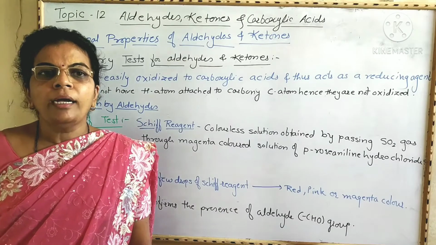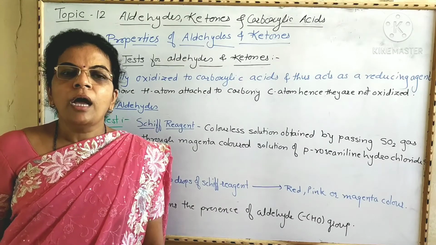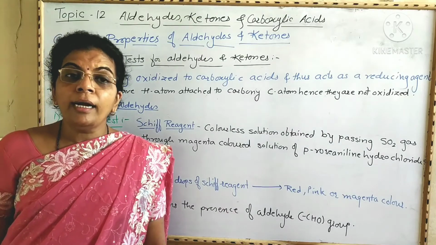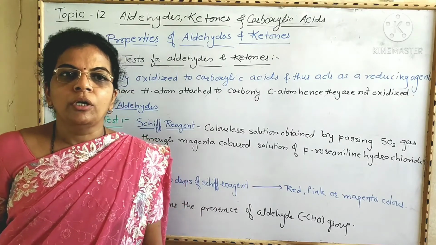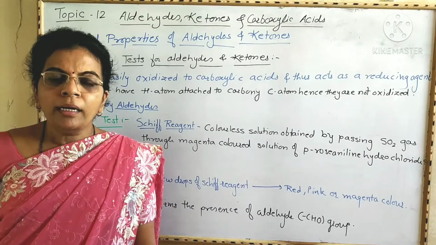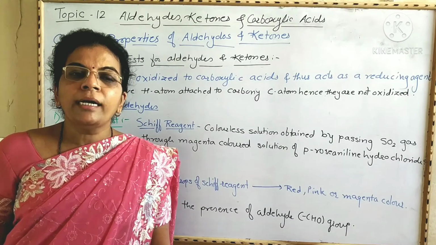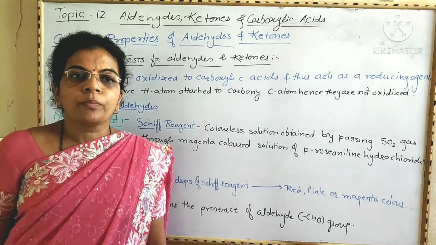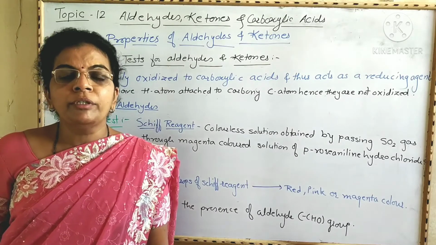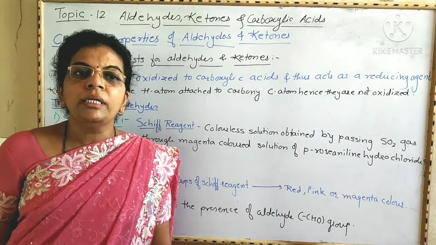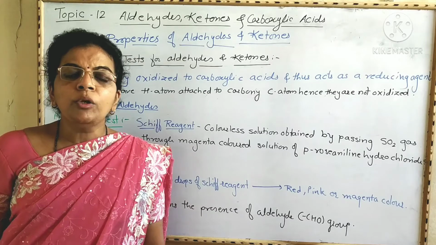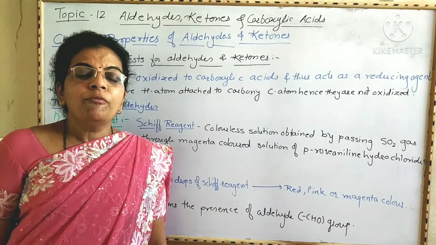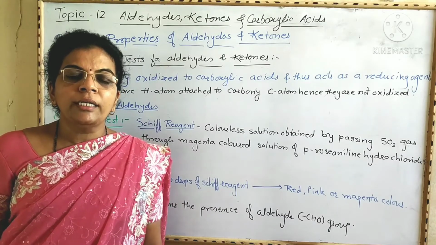Aldehydes possess a hydrogen atom directly attached to the carbonyl carbon atom, and thus aldehydes easily undergo oxidation to carboxylic acid, and thus aldehydes act as good reducing agents. But in the case of ketones, this hydrogen atom directly attached to the carbonyl carbon is absent, and thus ketones do not easily undergo oxidation, and from this we can differentiate aldehydes and ketones.